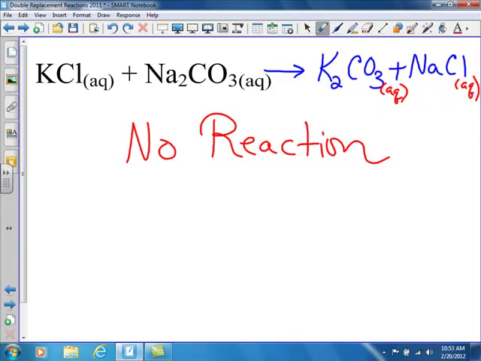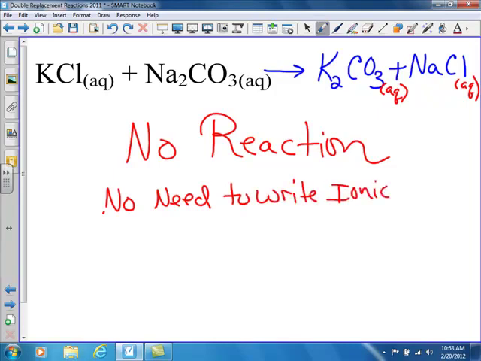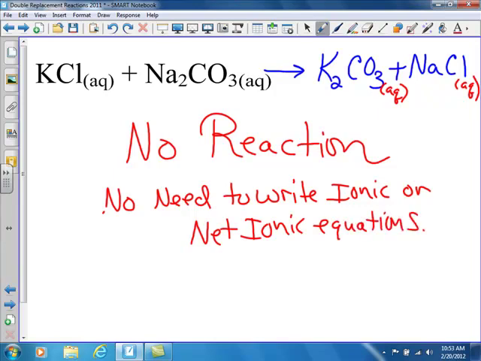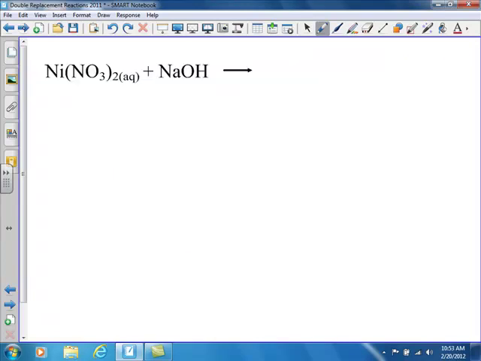And when you have a no reaction, there is no need to write ionic or net ionic equations. Okay, no need to write those. Let's look at another example. This will not be a no reaction, and I am going to break this one down really far as to what you actually need to do.